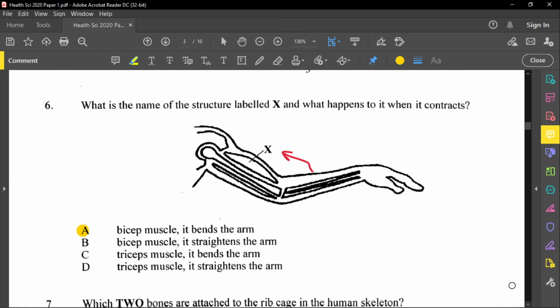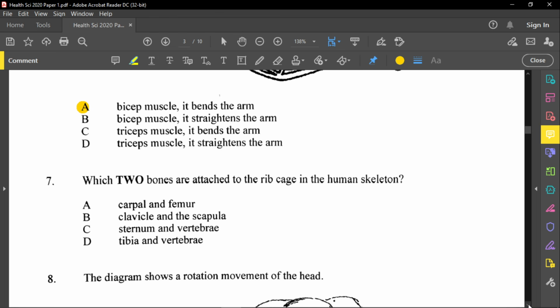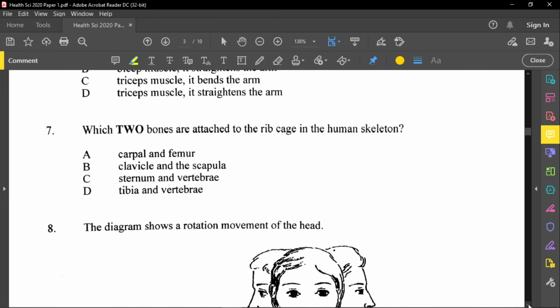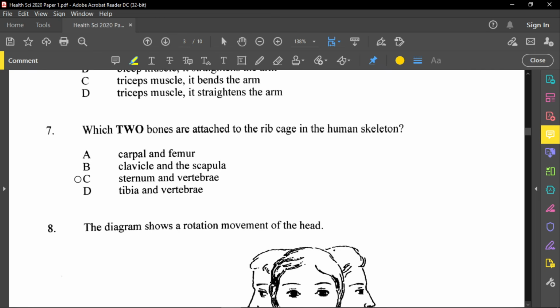All right, let's go to question number 7. It said, which two bones are attached to the rib cage in the human skeleton? At the front of the rib cage you have the sternum, which is also called the breastbone, and to the back of it we have the vertebrae. So number 7 here will be C, sternum and vertebrae. The vertebrae you otherwise call the backbone, and the sternum you call the breastbone.